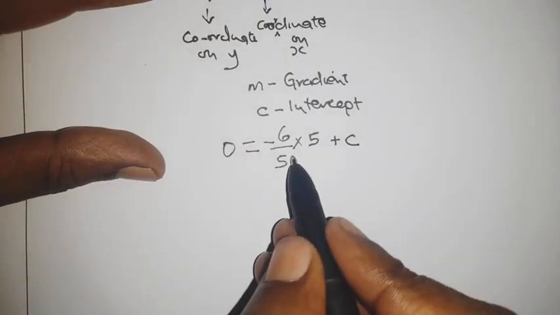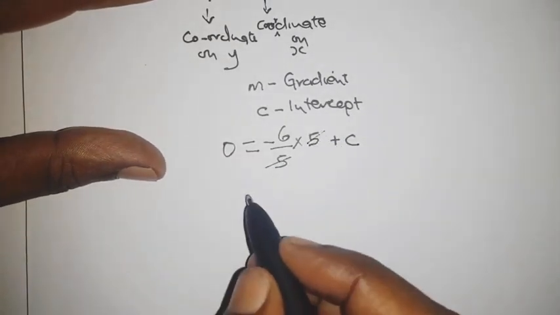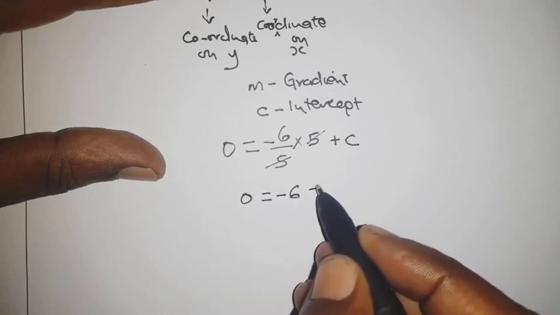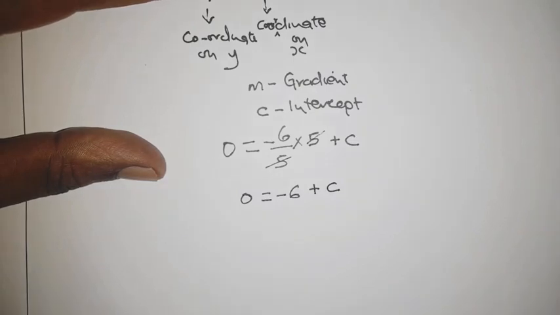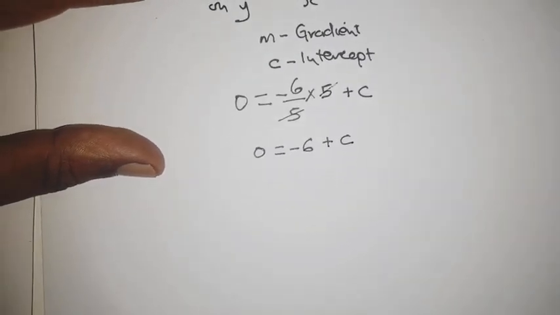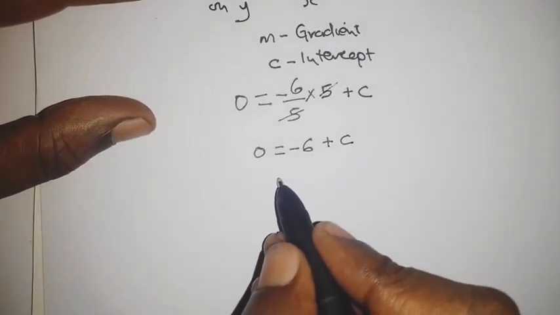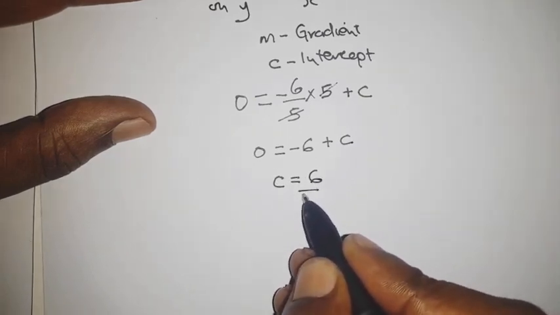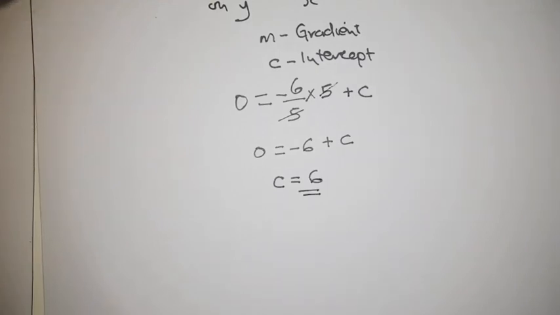And this one here, when it cancels out, gives us 0 equals -6 plus c. If -6 crosses the equal sign, it becomes 6. So c is 6, the intercept on the y-axis.